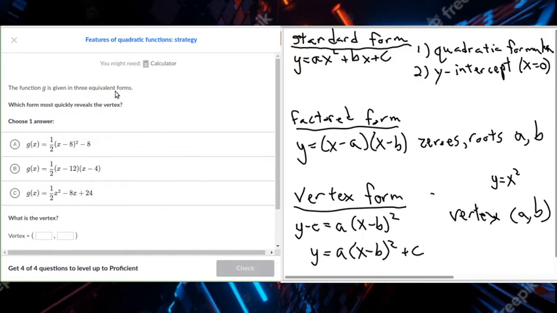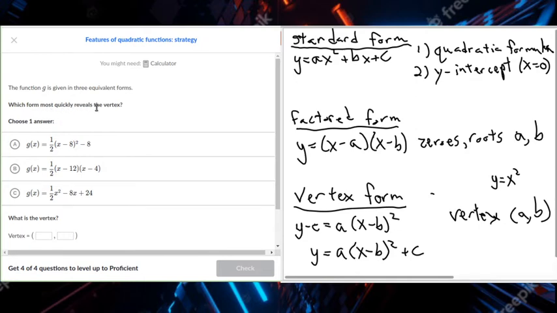So we're going to have to choose which one we want to use based on what we're asked for. The function g is given in three equivalent forms. So here are our forms. They're the same: if we multiply them out and distribute everything, we'll get the standard form for all of them.